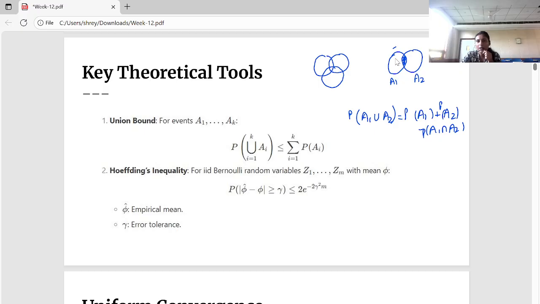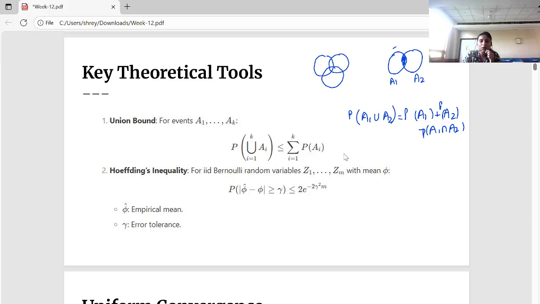Why is the intersection subtracted? Because if you add A1 and you add A2, then the intersection is added two times, right? So we have to deduct it one time, which is repeating. That's why you cannot just take the sum of the individual events. If you are talking about the union, you have to subtract it.